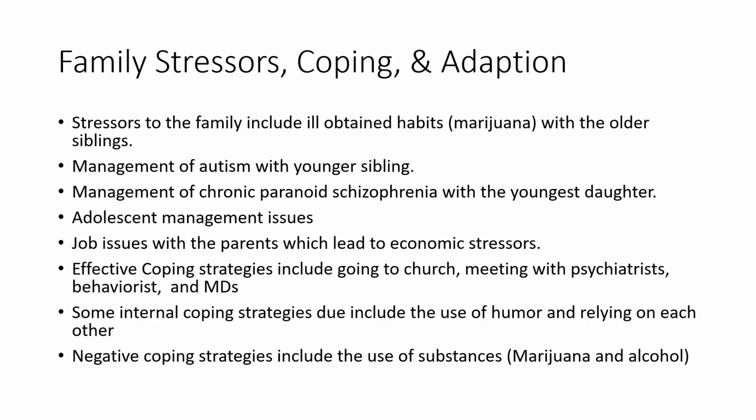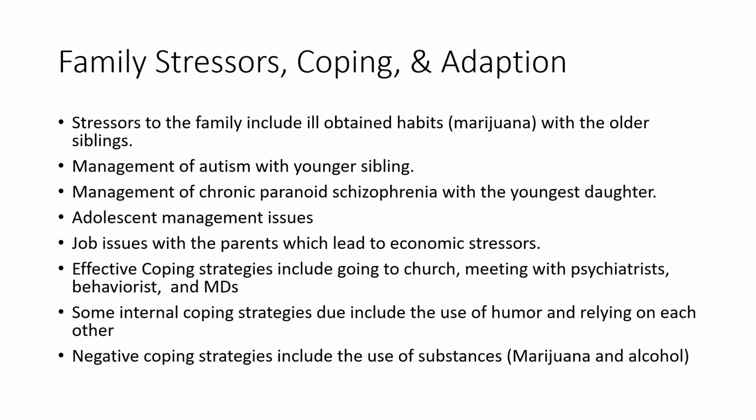Effective coping strategies, of course, include going to church, which the family doesn't typically do. However, they do attend online services as well as pray in the house to maintain their religious freedom and their religious momentum. Meeting with psychiatrists and doctors, behaviorists for the children, of course, is a very effective coping strategy, relying on those outside resources to really tackle issues with chronic paranoid schizophrenia as well as autism and substance abuse.